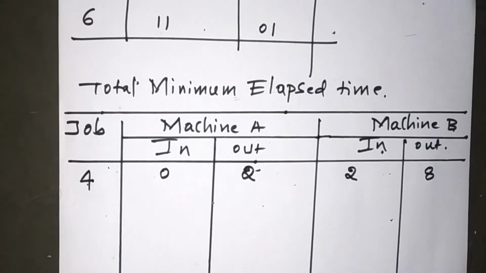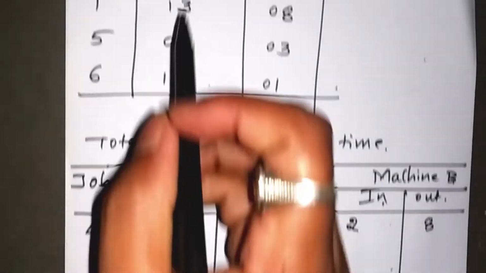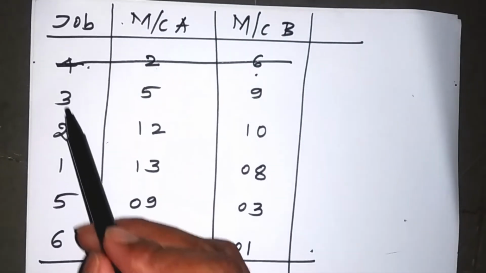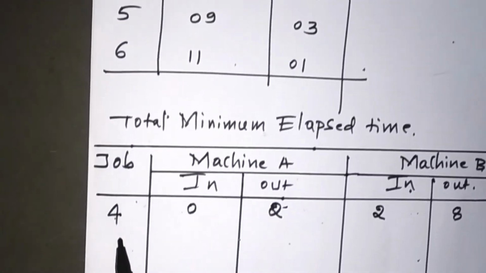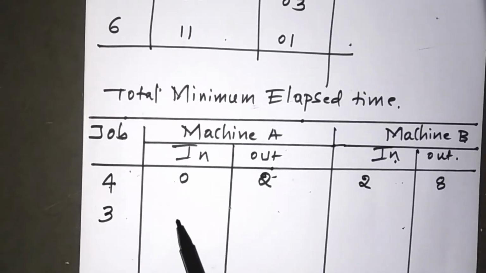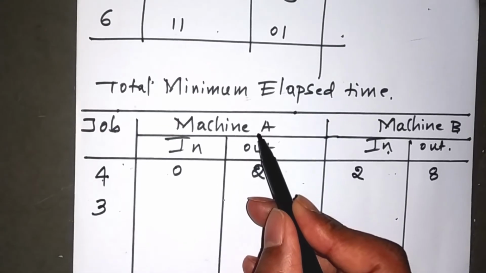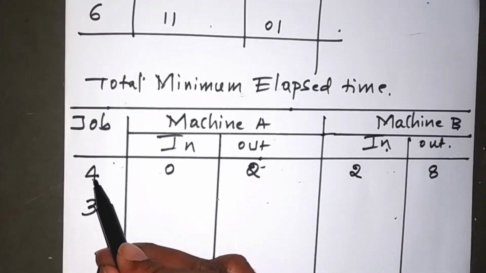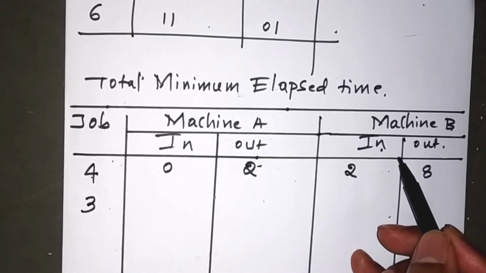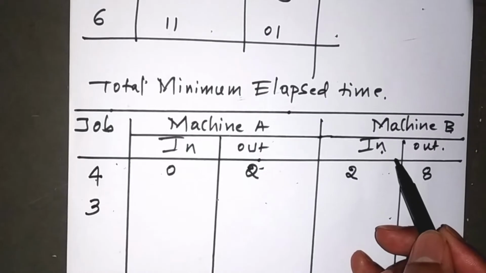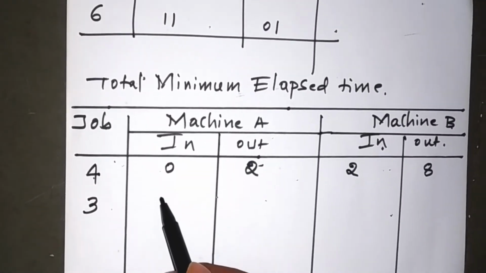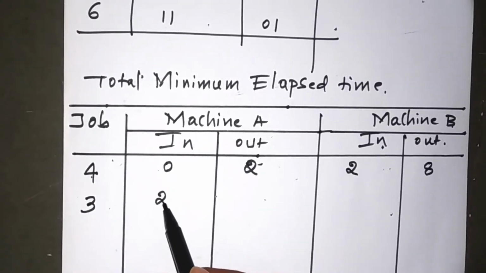Now we'll move to the next job. So we will delete this now. Now we have the third job. The third job is ready for sequencing here. So I'll take the third one now. Now what is the in time of the third job on machine A? Once the fourth job gets completed on machine A, it moves to machine B. So now machine A is ready to take the third job. So the third job will enter machine A after 2 minutes. So my in time for job 3 on machine A is 2 minutes.